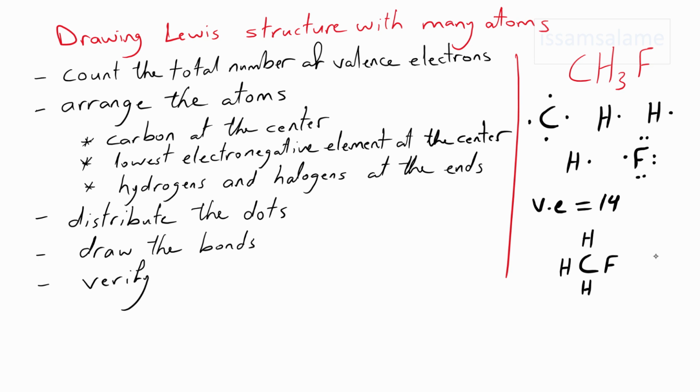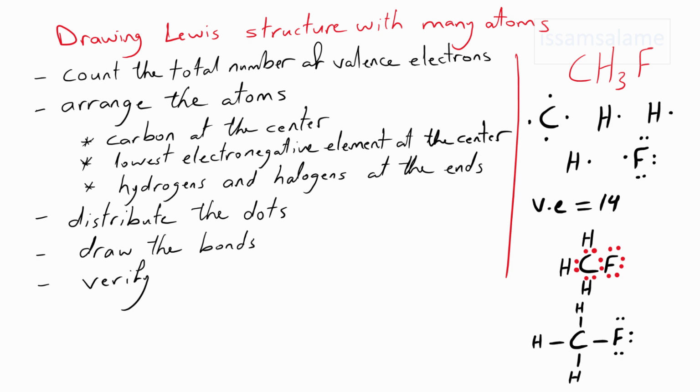We distribute the dots. First we start with the sharing dots between every 2 atoms we place a sharing pair of electrons, and then we continue placing the remaining electrons till we have 14 electrons. We make sure that carbon and fluorine are surrounded by 8 electrons each to satisfy the octet rule. Then we count the total number of electrons. Here we have 14, which is equal to the number that we counted at the first step, and the last step is to change the sharing pairs into long dashes like this.